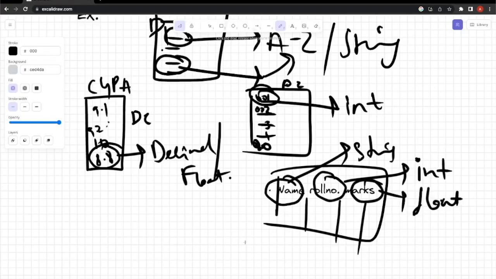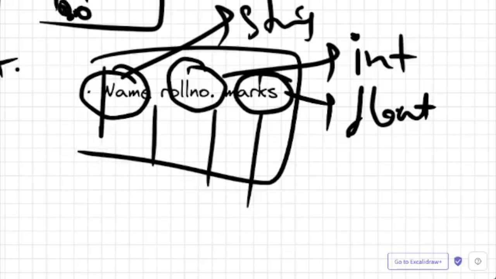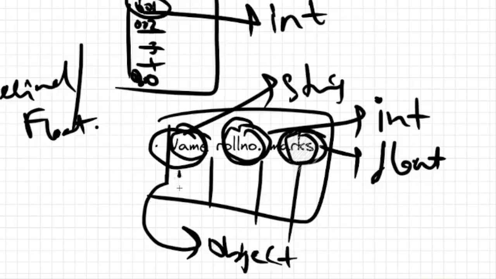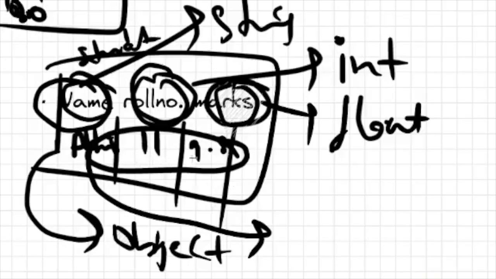This is where classes and objects come in handy. Creating a class means creating a custom data type which has name, roll number, and marks, which can support all the three data types, that is string, integer, and float, at the same time. This is actually called a class. And an instance of this class is called an object. Okay, let me give an example. Name Abhishek, roll number 11, and marks is 9.8. Abhishek is an object of the class student.